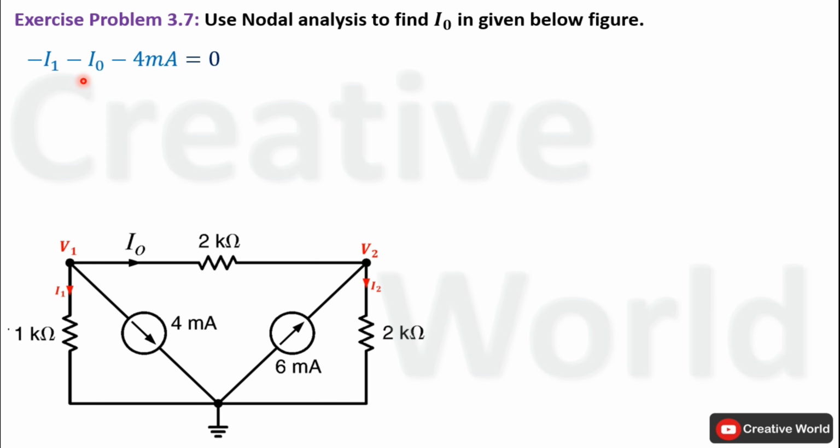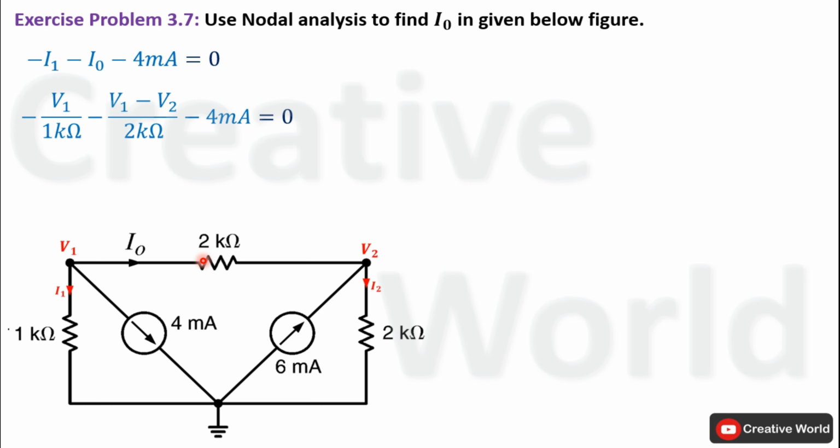Now we have to replace these two currents with their respective equations. Current I1 will be equal to voltage across this 1 kilo ohm resistance divided by the value of resistance, V1 divided by 1 kilo ohm. Similarly, current I0 that is flowing between two non-reference nodes will be equal to V1 minus V2 divided by 2 kilo ohm.